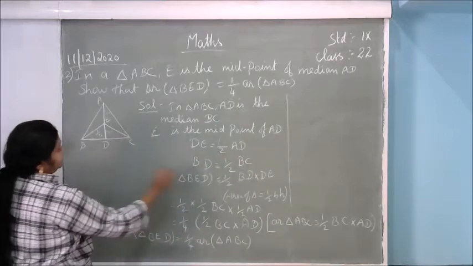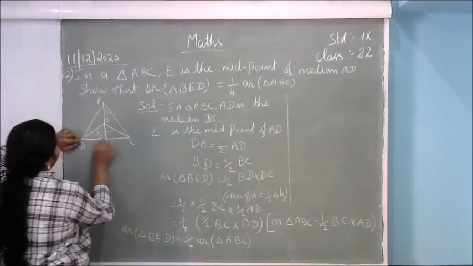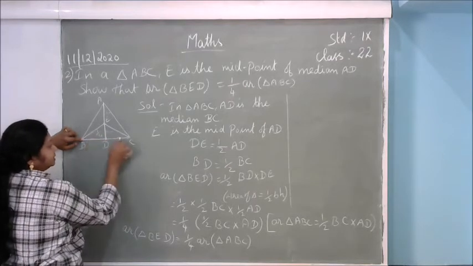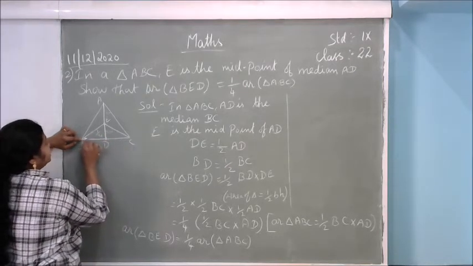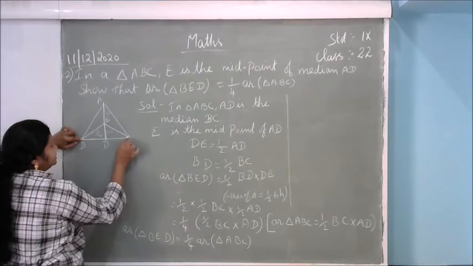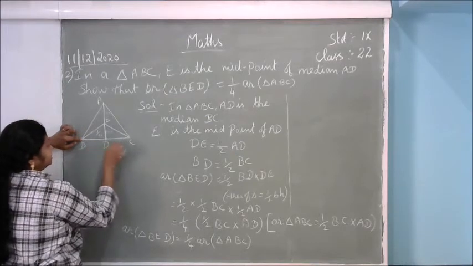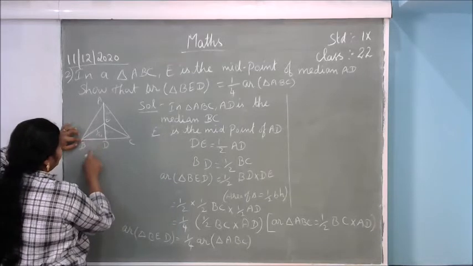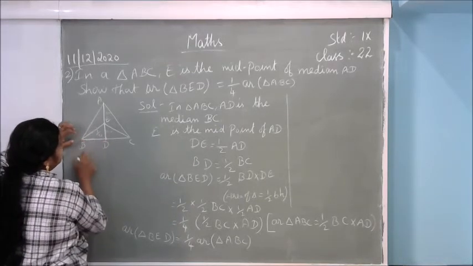The same way, BD, this base. D is the median point means it will divide the base into two equal parts. Isn't it? So this is also total 14 centimeter means this will be 7 centimeter, this will be 7 centimeter. So BD is equal to half part of BC.